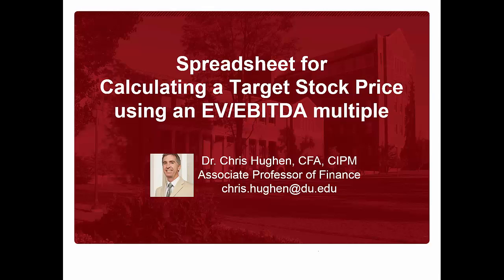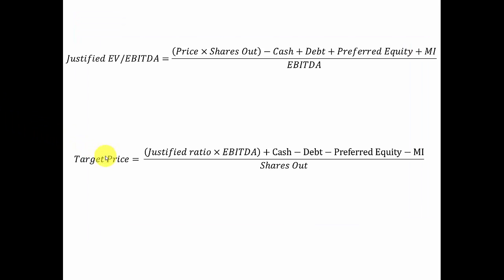Once you're comfortable with the definition of the enterprise value to EBITDA multiple, and you're comfortable with this idea of solving for the target price using the justified enterprise value to EBITDA multiple, then we can move on to actually just calculating it using a spreadsheet. Here's the formula that we're working with.